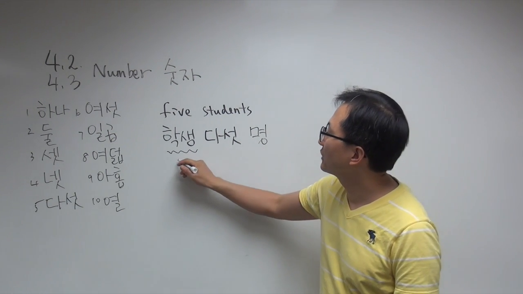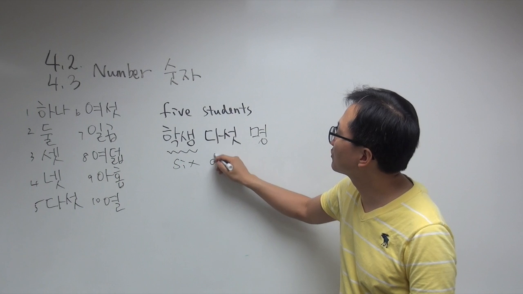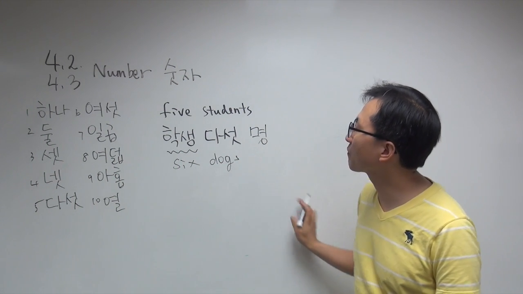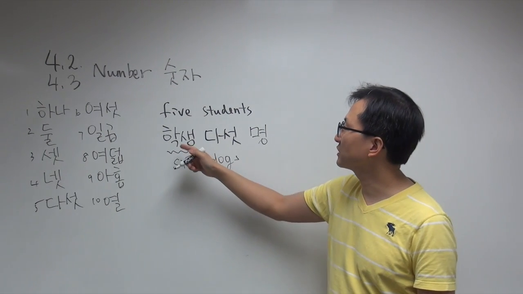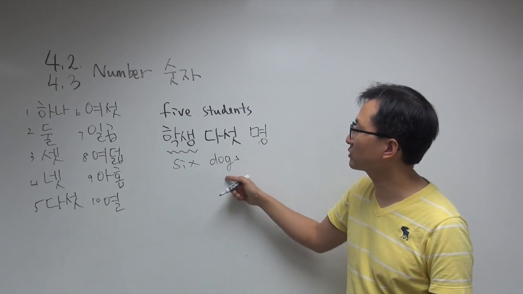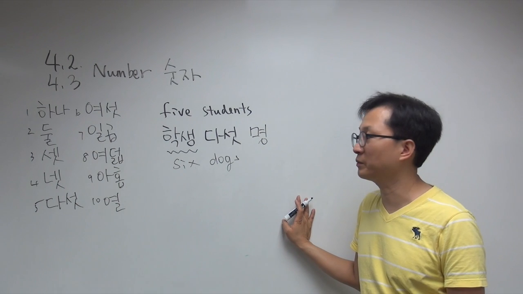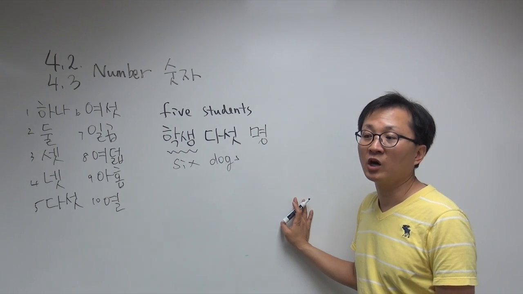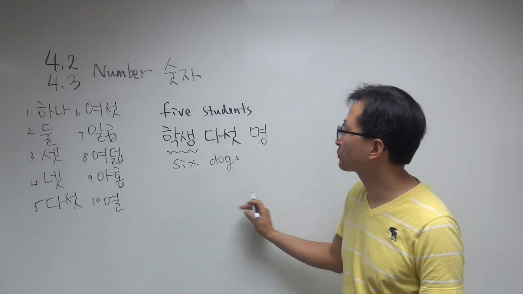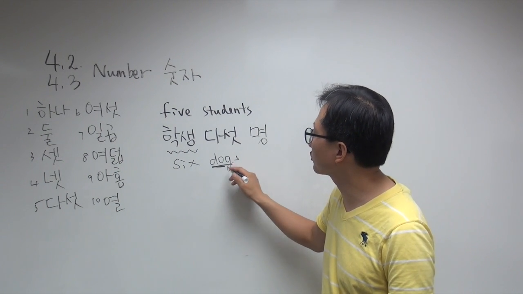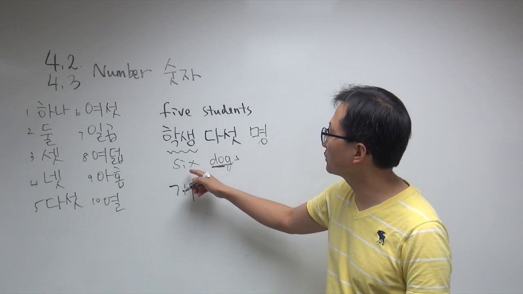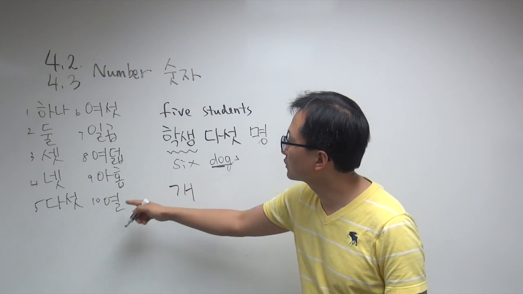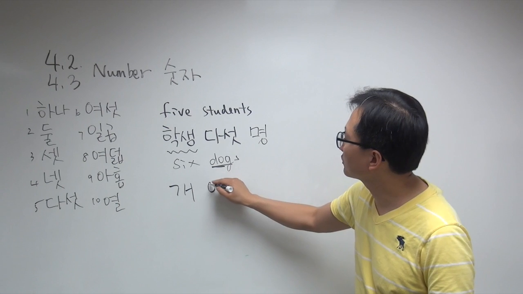Let's say 6 dogs. 6 dogs, a different category. In this case, 학생 is in the category of people, but dog is in the category of animal. So we have a counter for animal. Do you remember the word dog in Korean? 개. And then we have to specify the number 6. So what is 6? Yes.